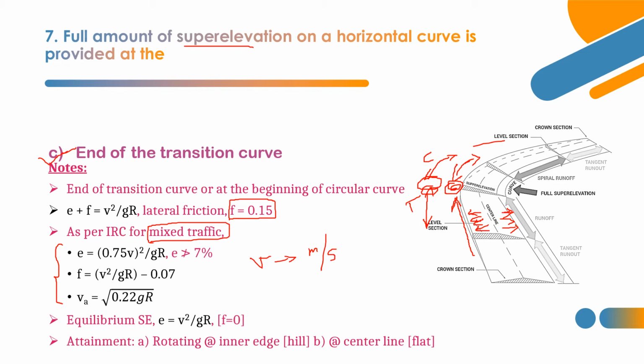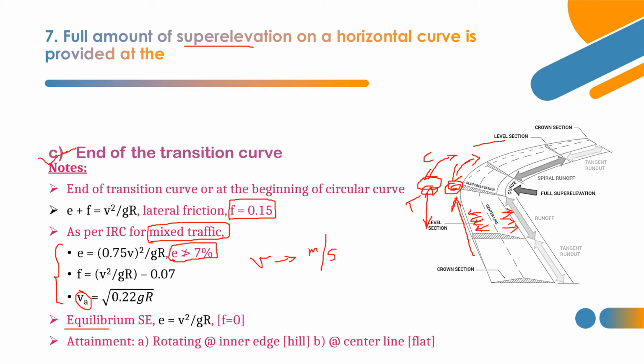And another formula for lateral friction is V square by GR minus 0.07, because E shall not be greater than 7%. In case of snow roads, it can be maximum up to 10%. In case of normal roads, it shall not be greater than 7%. So that's why F is equal to V square by GR minus 0.07. And this is the allowable velocity formula. Allowable speed V suffix A is equal to root of 0.2 to 0. So these three formulas are based on IRC and are meant for mixed traffic condition.